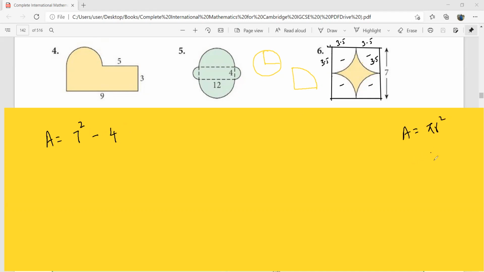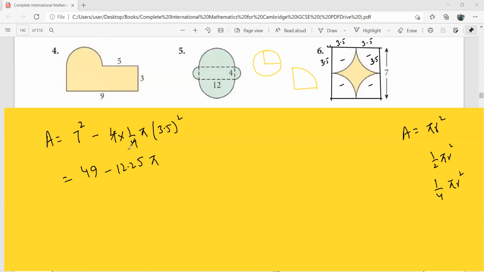Okay, so 4 times, the area of a circle is pi r square. The area of a semicircle is half pi r square. And then the area of a quadrant is going to be quarter pi r square. So it's 4 times quarter of pi into 3.5 square. So you simplify this. So you have 49 minus, I think that is 12.25 pi. So that is the area of this shaded part.